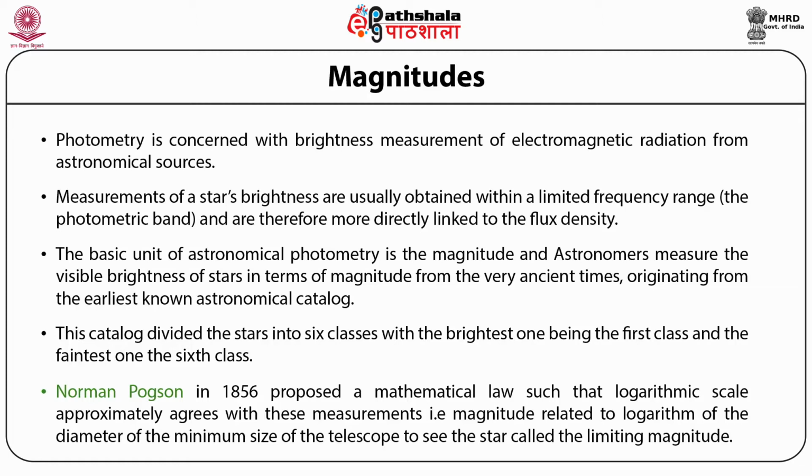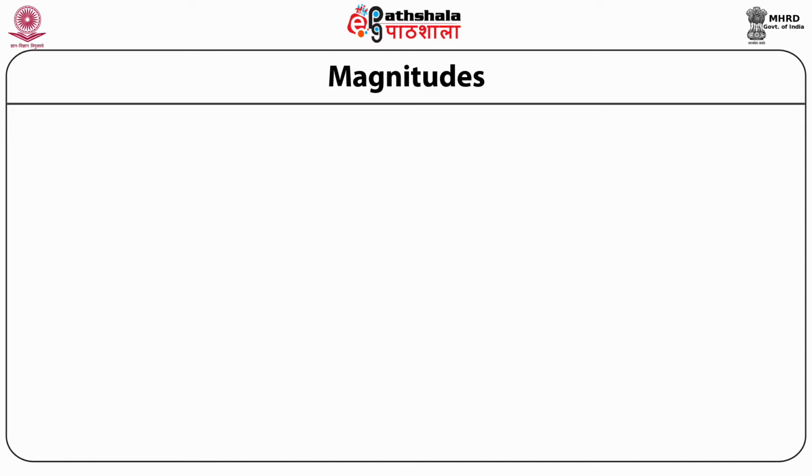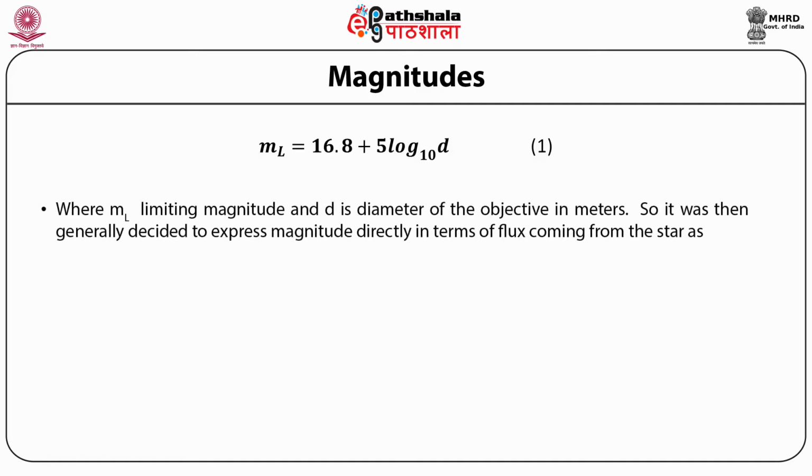From very simple calculations, we show that the limiting magnitude of the star is given by the equation: m_l, if it represents the limiting magnitude, is equal to 16.8 plus 5 log D, where D is not the distance but refers to the diameter of the objective in meters.